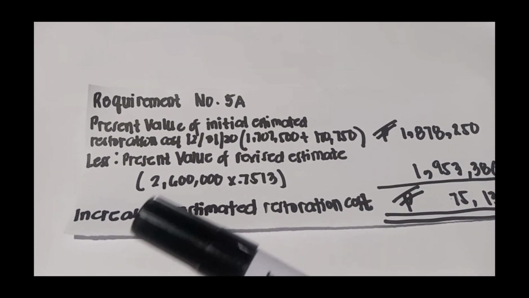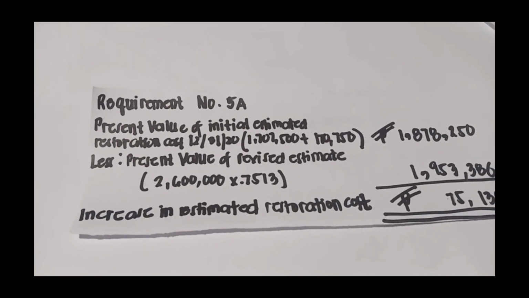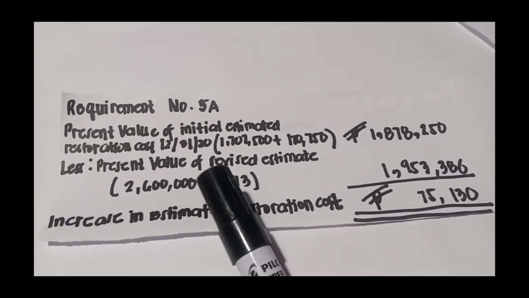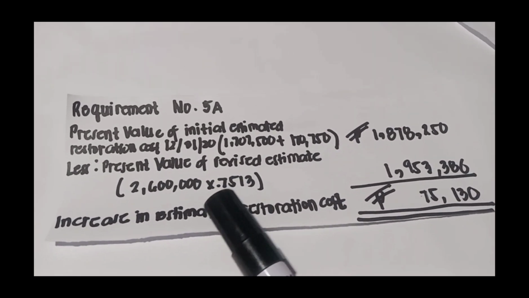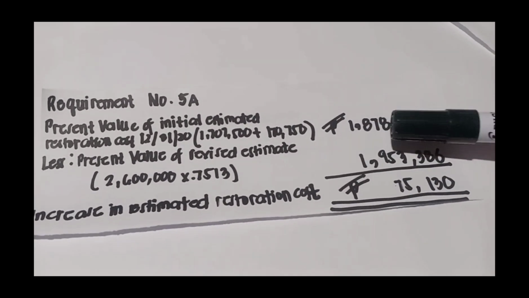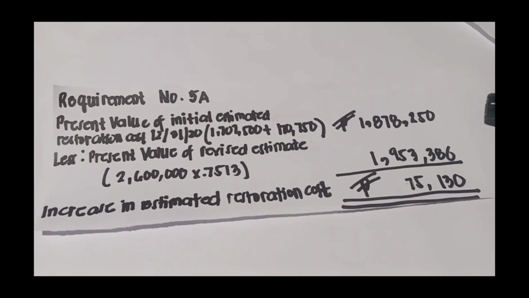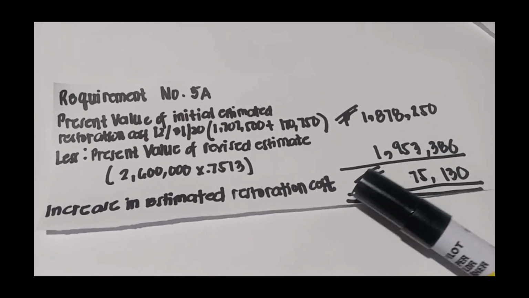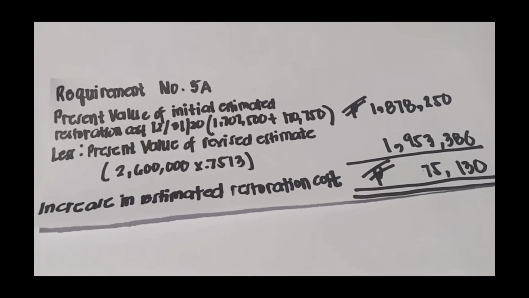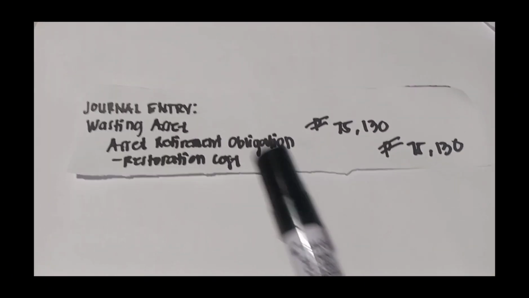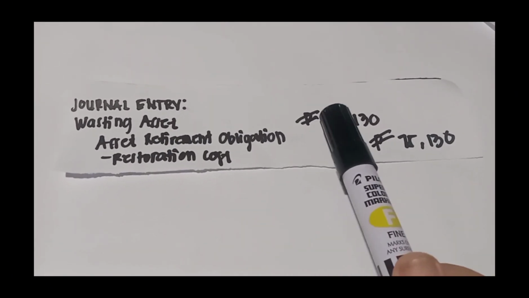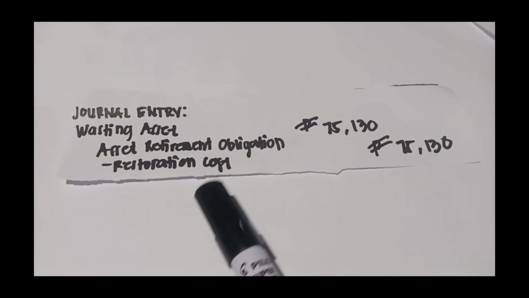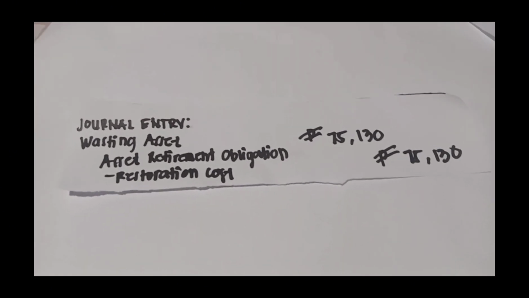So, atong i-less ang present value of the revised estimate kay di ba ato nang gi-assume na 2,600,000. So, 2,600,000 multiplied by 0.7513 na atay 1,953,380. So our increase in estimated restoration cost is 75,130. Ang journal entry ani, mo debit ra tag wasting asset na 75,130 and then credit ta og asset restoration obligation or restoration cost na 75,130.